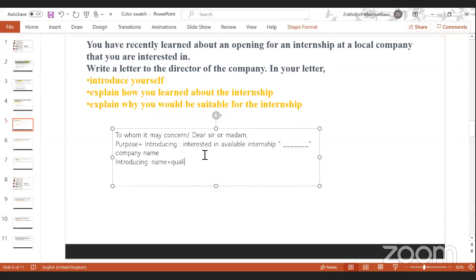Name, qualification. What does qualification mean? Образование. So you are qualified as whom? Or you study where?